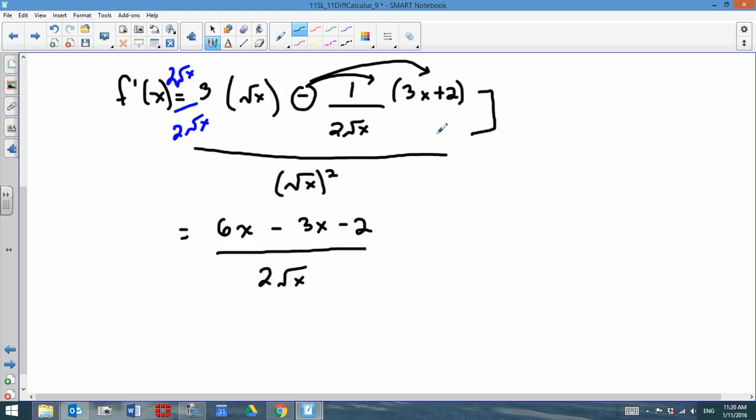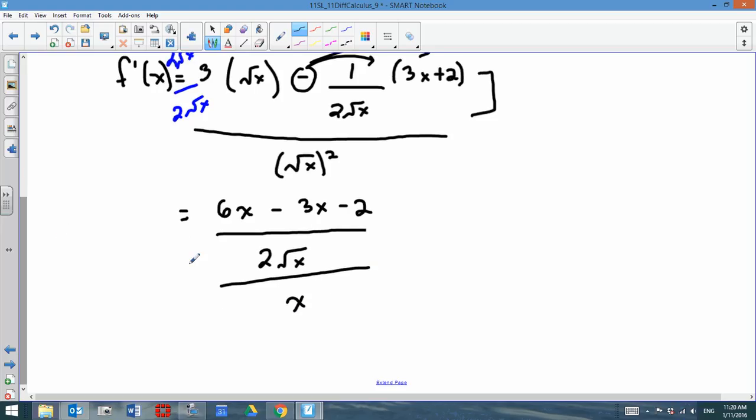Now notice this denominator here of the whole function, we have the square root of x squared. So the square root and the square will cancel out. So really you're just dividing by x. And think back to how we divide fractions. A fraction divided by a fraction is the first fraction times the reciprocal of the second fraction. So if you think of the second fraction as x over 1, we are actually going to multiply that by the reciprocal. So this x winds up joining this denominator.